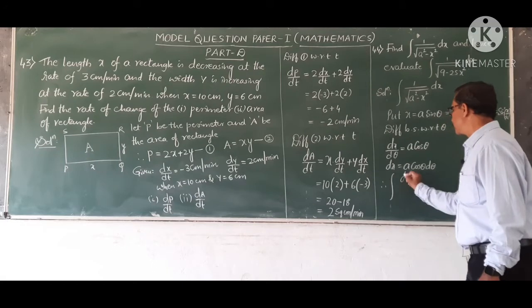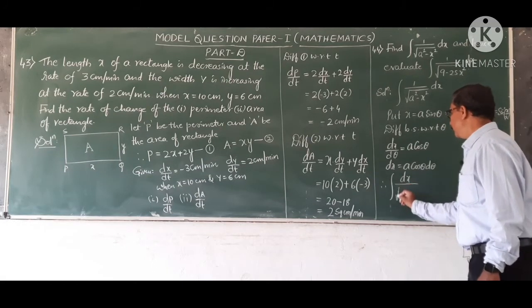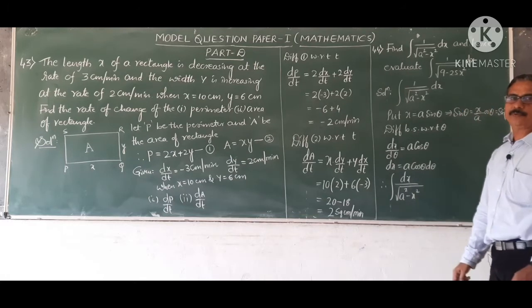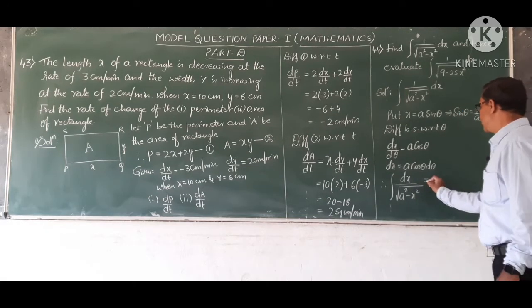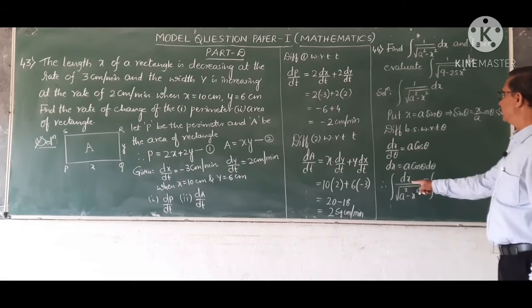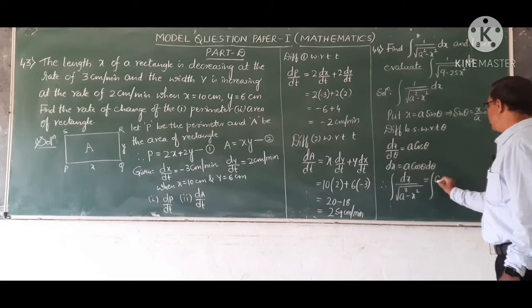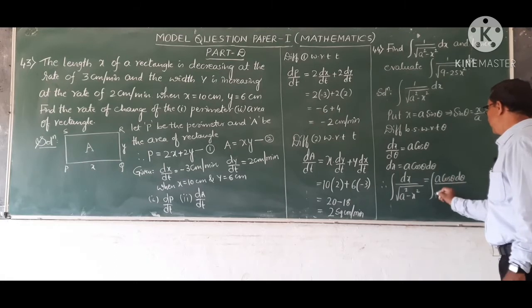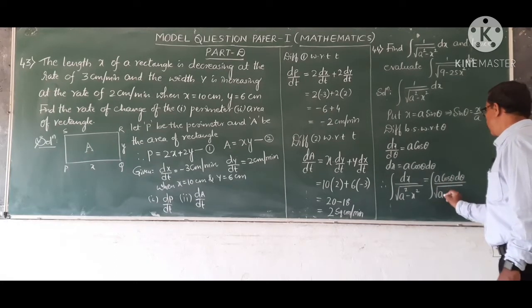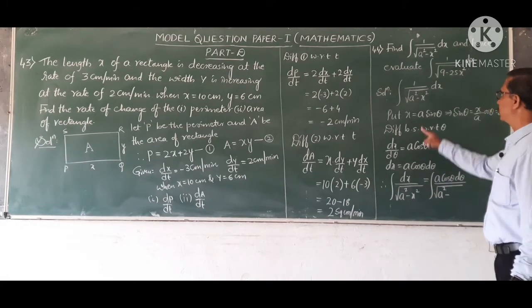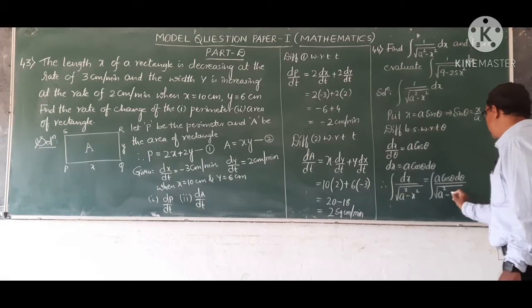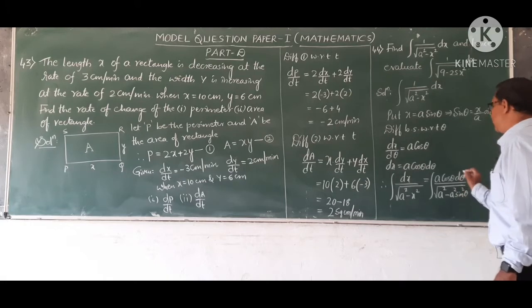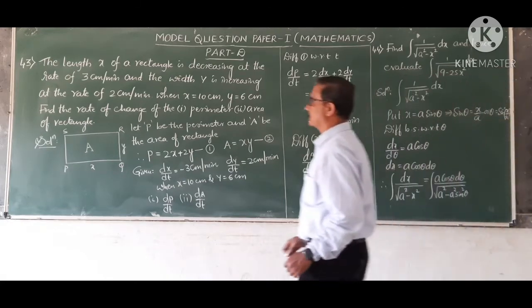Therefore, the given integral of 1 divided by under root of a square minus x square with respect to x is equal to the integral of a cos theta d theta divided by under root of a square minus x square, where x is a sin theta, so x square is a square sin square theta. Then further simplify.